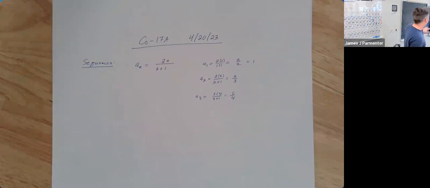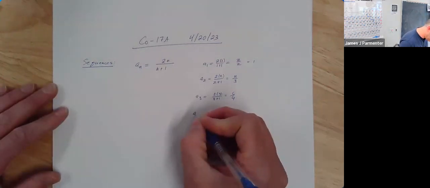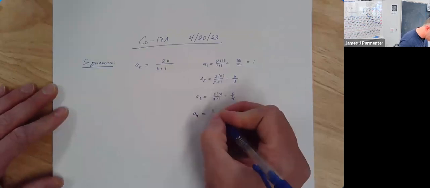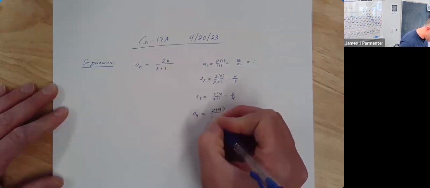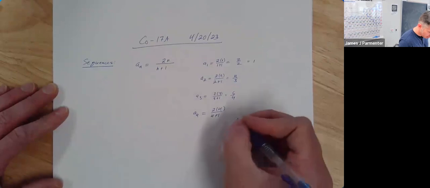The only difference between a sequence and a function is that for any old function, you can plug in whatever number you want, whereas for a sequence, we only plug in integers like 0, 1, 2, 3, 4, 5, 6, etc. So that's really kind of the only difference. We could keep going. A4 is going to be 2 times 4 over 4 plus 1, and so on and so on and so on.